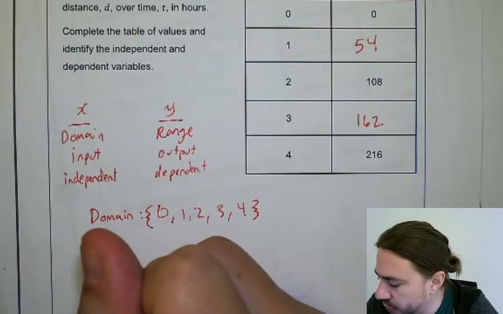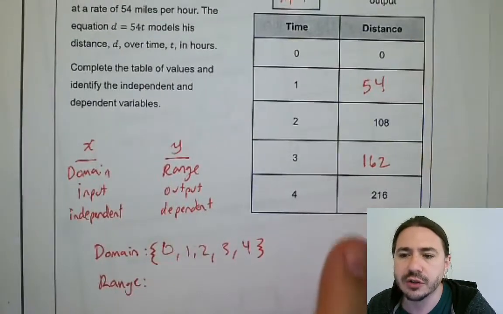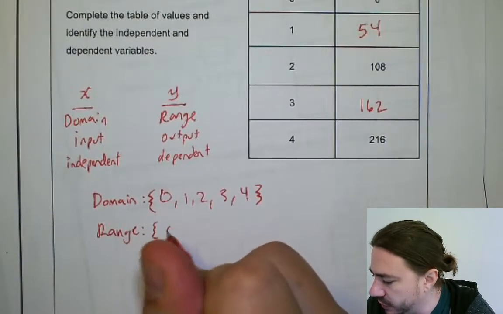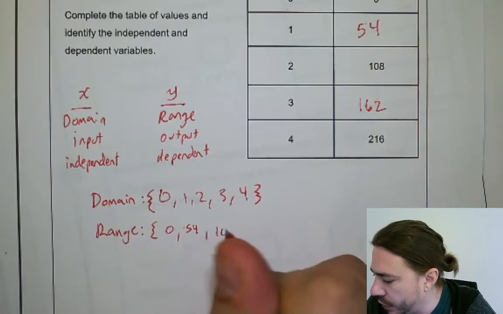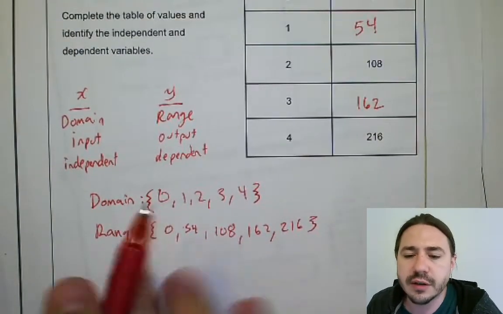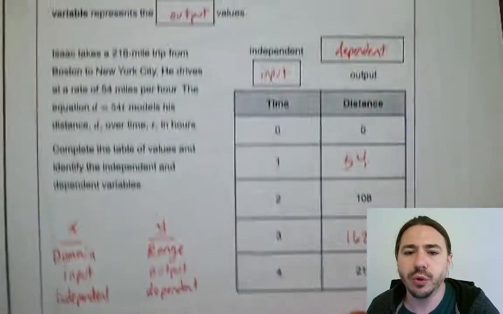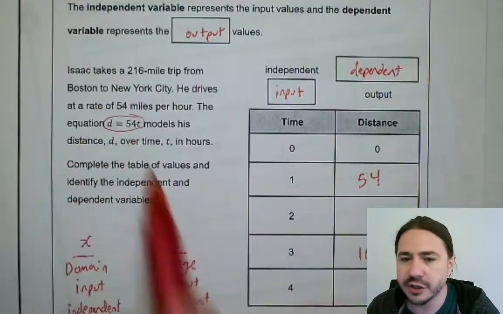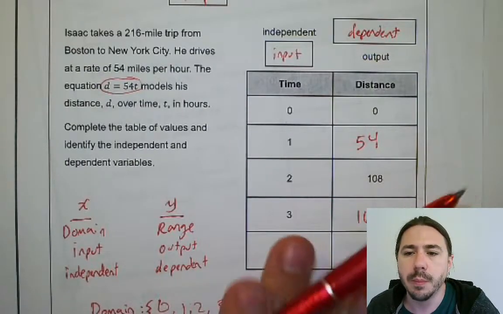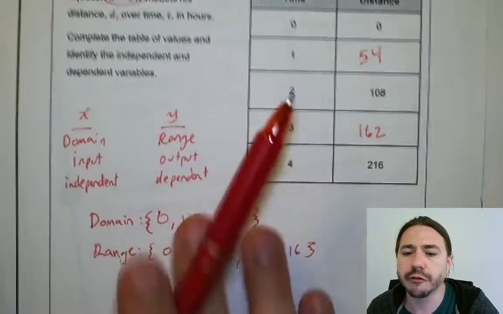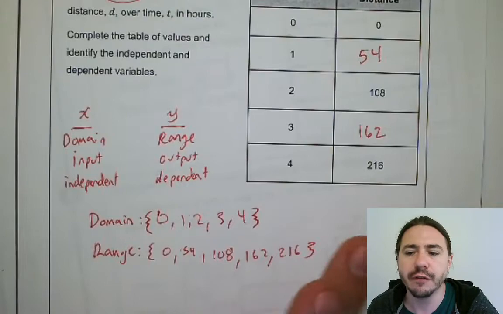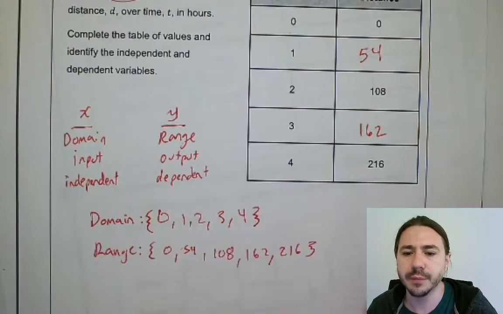The range is going to be the list of all the possible outputs. So assuming that this is the only data we have, the range here is going to be 0, 54, 108, 162, and 216. Now, there is another way to write domain and range if all we have is this equation. The domain and range will be written a little differently because you could have like 0.5 and all that other stuff. But if all you have is the table to work from, then this is how you write the domain and range. I'll show you later how to write it otherwise if you do have a continuous set of data rather than a discrete set of data.